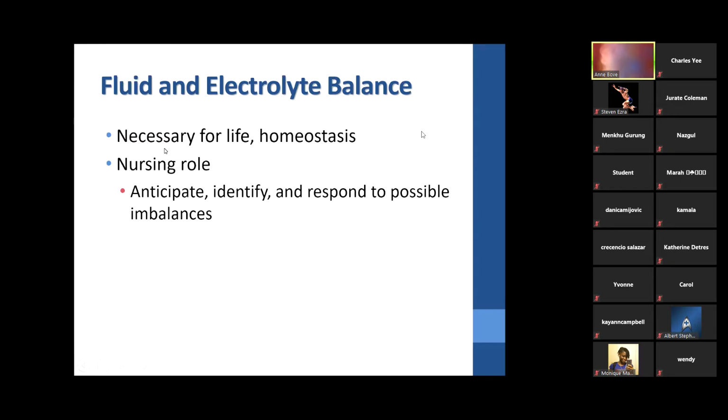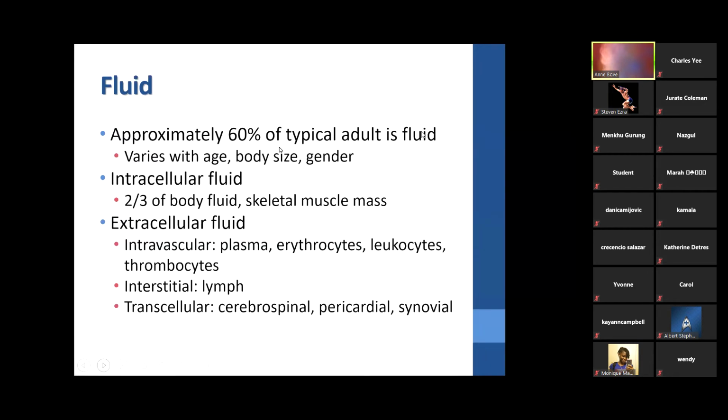So in terms of fluid and electrolyte balance, you're looking at obviously maintaining homeostasis, and you need to look at what imbalances may exist. 60% of your adult body is fluid, and it's going to vary with age, body size, and gender.